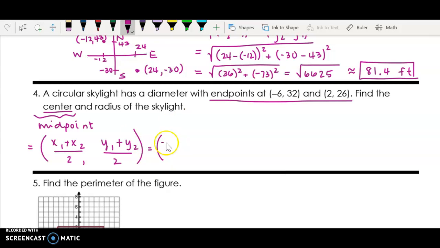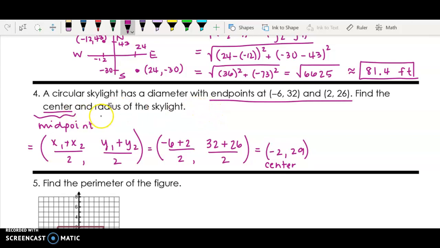So that's going to give us negative 6 plus 2 for the x's, and then 32 plus 26 for the y's, giving me a midpoint or center of (-2, 29). So that's the center of our circle. Next, we're going to take that center and we're going to use it to find the radius.